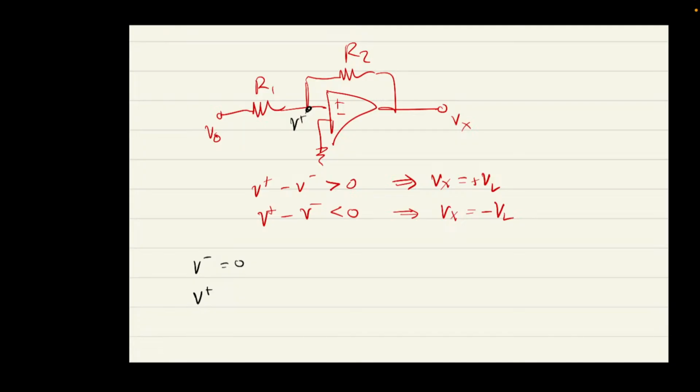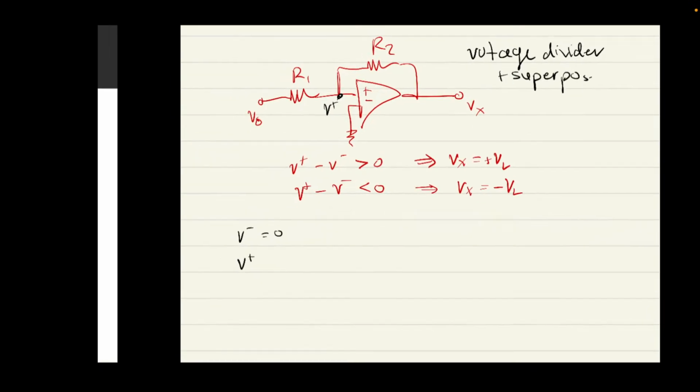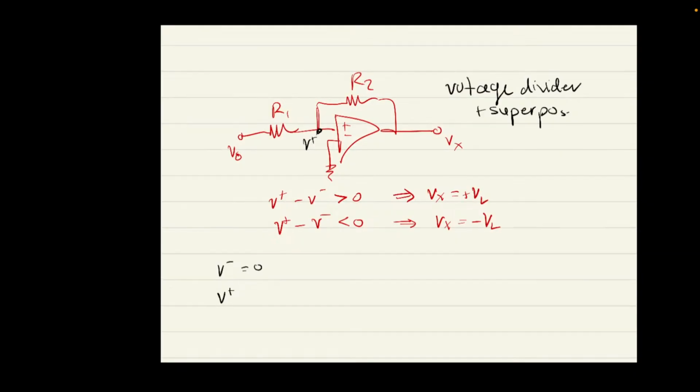The way that we do this is voltage divider and superposition. So the first thing we do is consider this VO by itself and suppose that Vx is grounded.